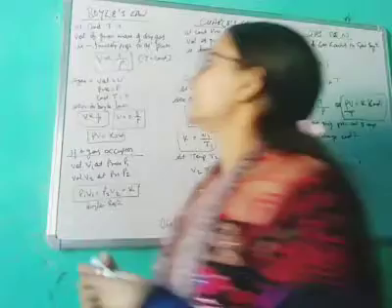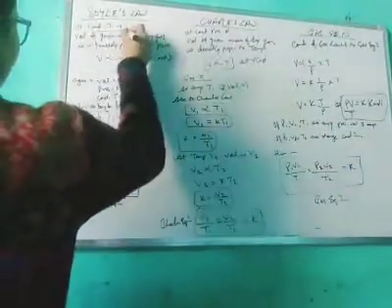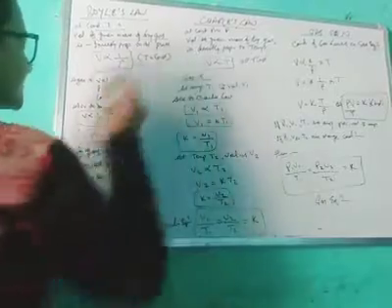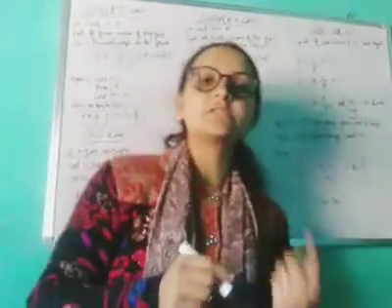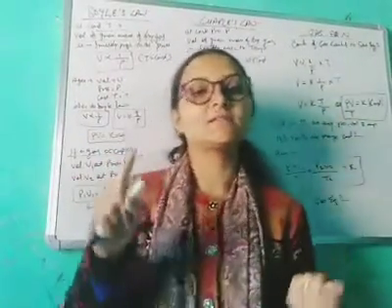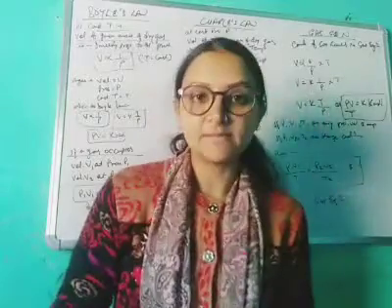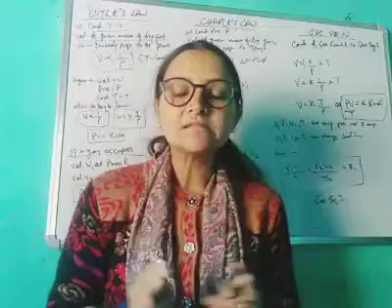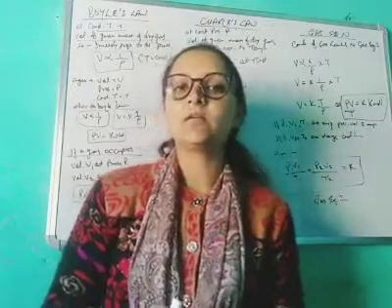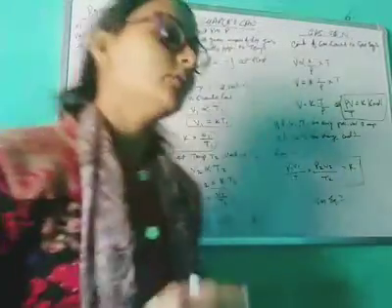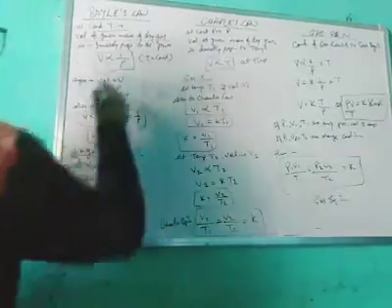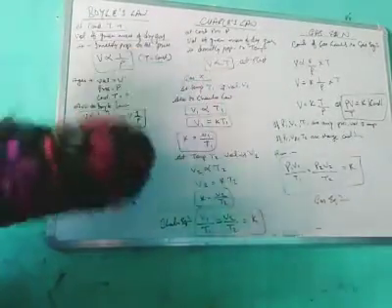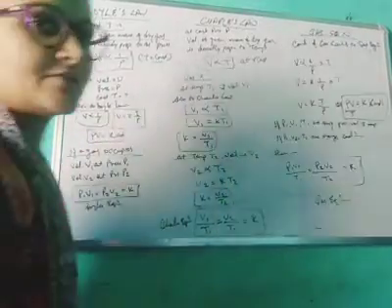So he said that at constant temperature, the volume of a given mass of dry gas is inversely proportional to pressure. This is called inversely proportional: when one thing increases, the other decreases. So when we give pressure to a gas, its volume decreases. That's why it is inversely proportional in nature. So at constant temperature, V is inversely proportional to pressure.